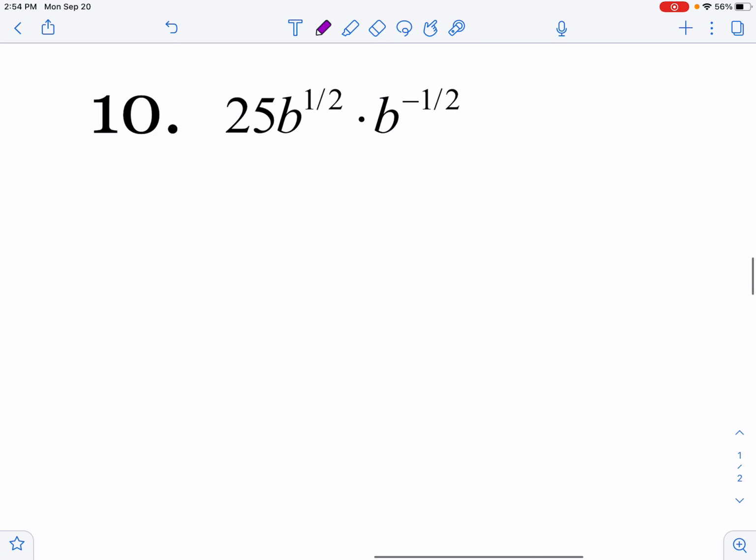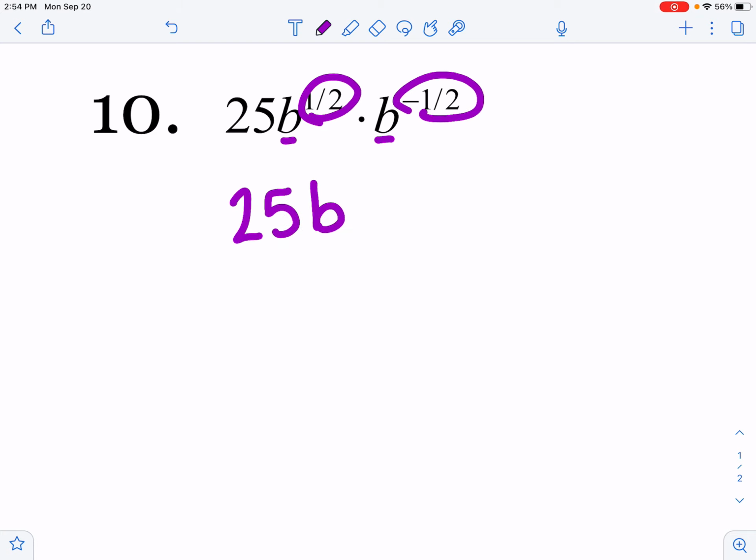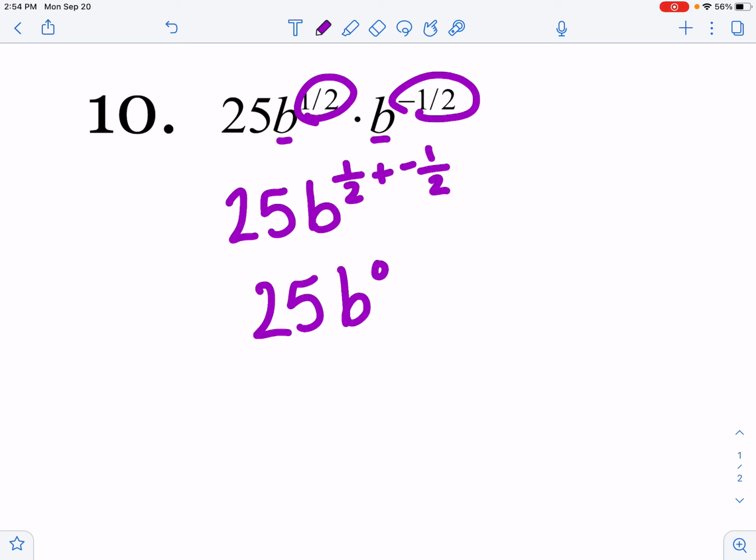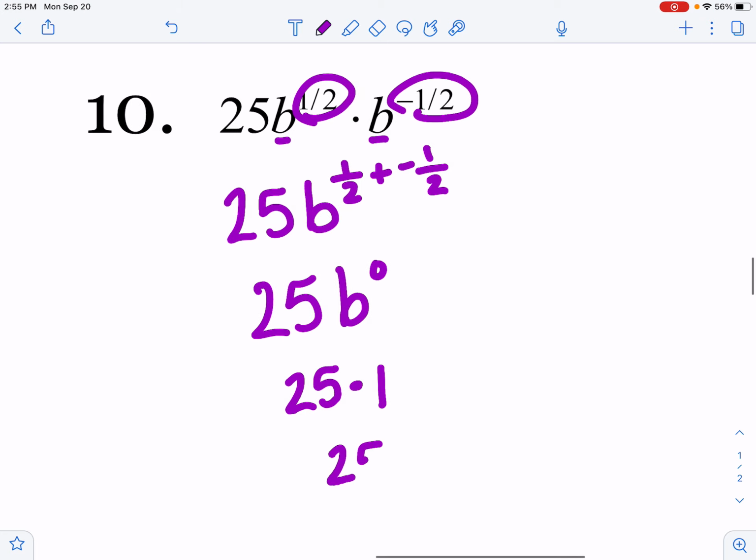And then last one, number 10, 25b to the 1/2 times b to the negative 1/2. Two things with the same base, I'm going to add those exponents. And when I add those exponents, 1/2 plus a negative 1/2 gives me 0. B to the 0 power is 1, and 25 times 1 is 25.